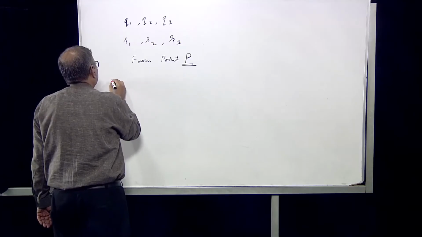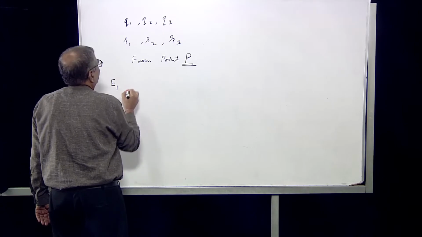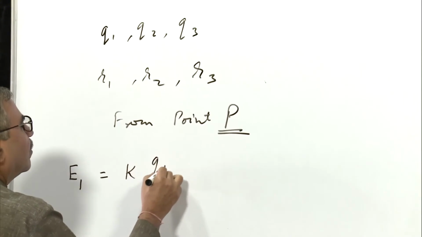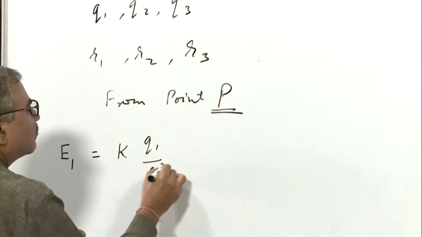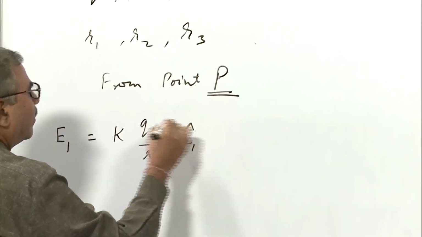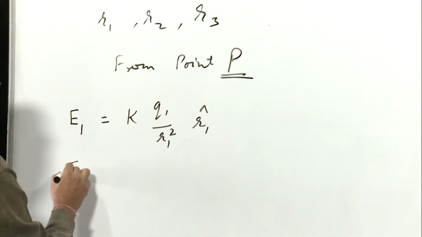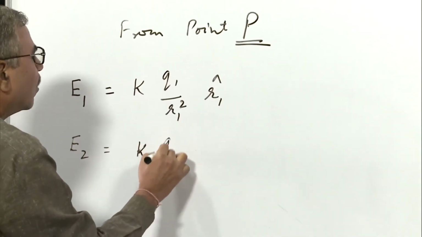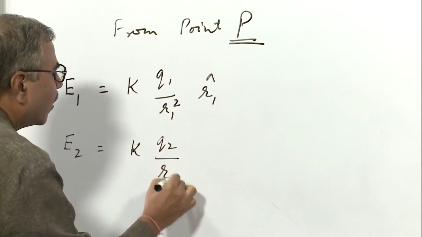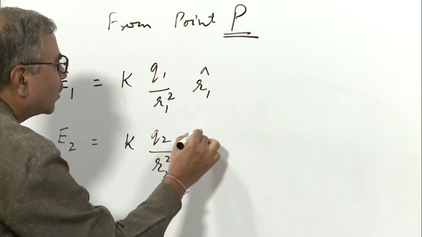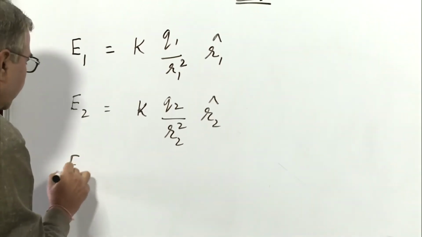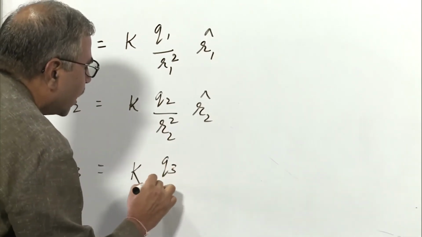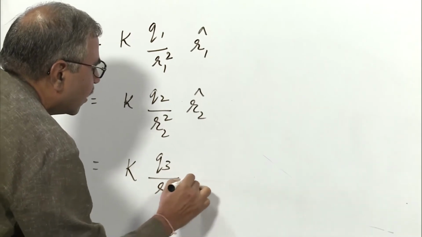Let us write down the expression for electric field due to charge Q1. E1 will be equal to K Q1 upon r1 square r1 cap. E2 will be equal to K Q2 upon r2 square r2 cap. E3 will be equal to K Q3 upon r3 square r3 cap.